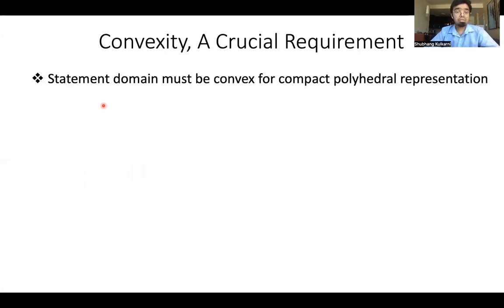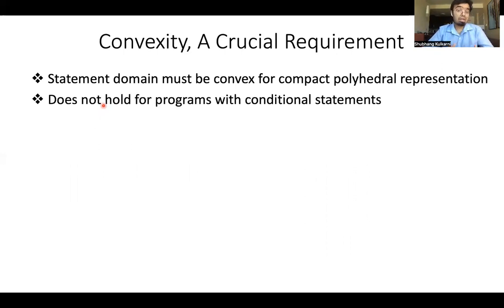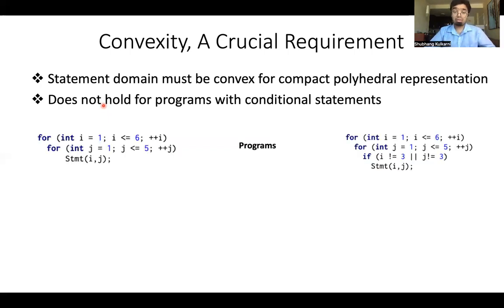This brings us to our crucial requirement for the polyhedral model, which is convexity. The statement domain must be convex if you want to compactly represent it as a polyhedron. You can't directly represent or abstract away programs using polyhedra with, say, conditional statements. That's because the statement domain becomes non-convex. For example, consider the program with just two nested for loops, where the iterators have independent domains.